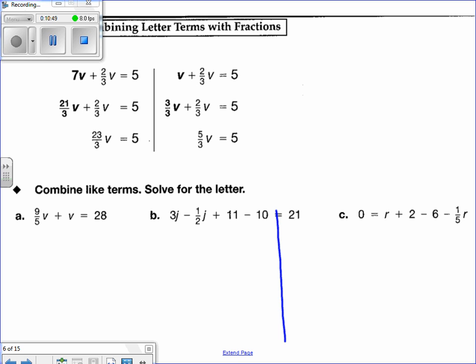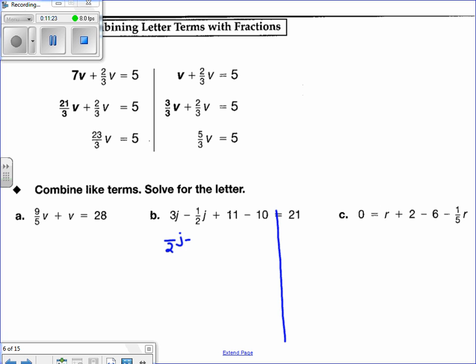Now on the left side, I'm just going to work my way from left to right. So what I notice here is I have some like terms to combine. I've got a 3j minus a half j. My problem is that the 3 is not a fraction and the half is. So the first thing I need to do is make my 3 a fraction. Now if I'm going to combine them, I need to have my denominators, my bottom numbers, be the same. So I know this 3 is going to have to be a fraction with a 2 on the bottom.